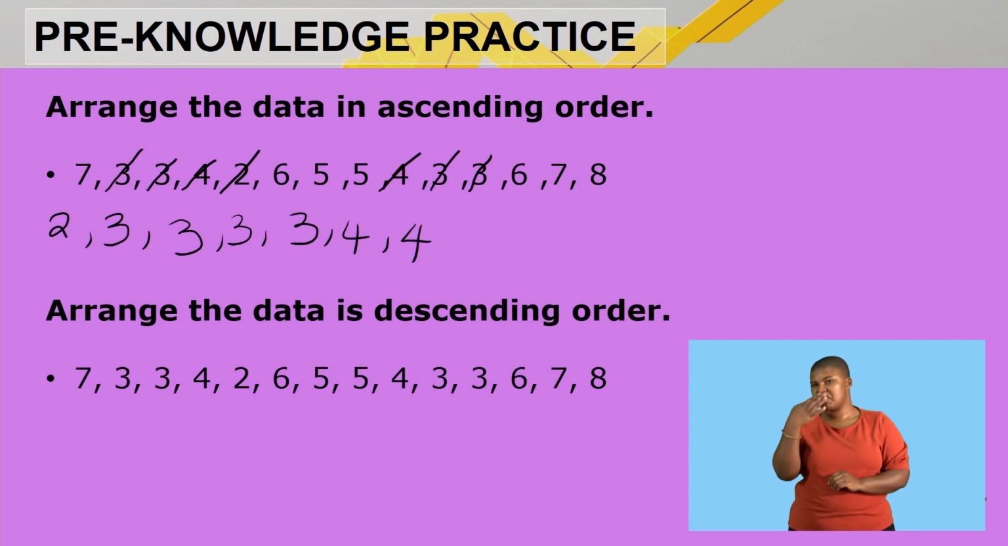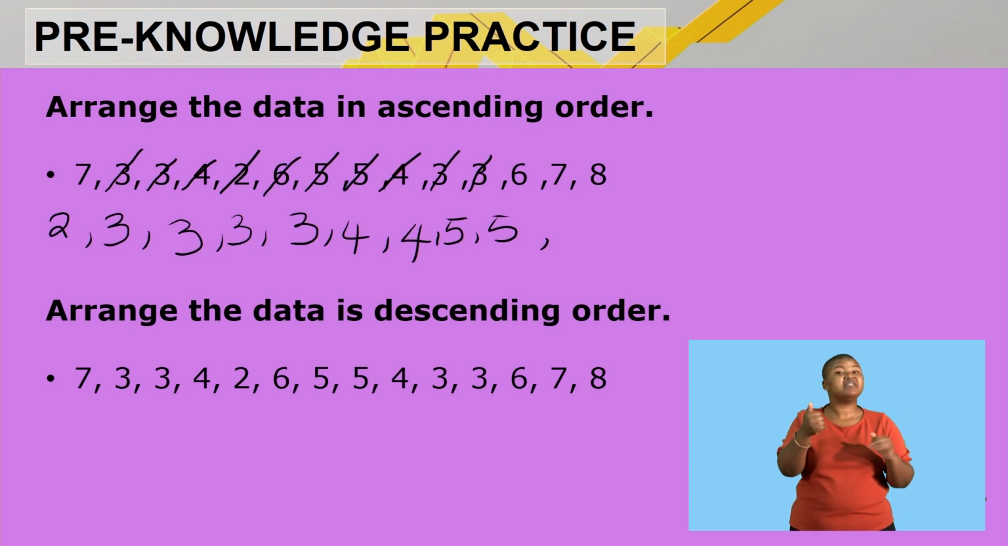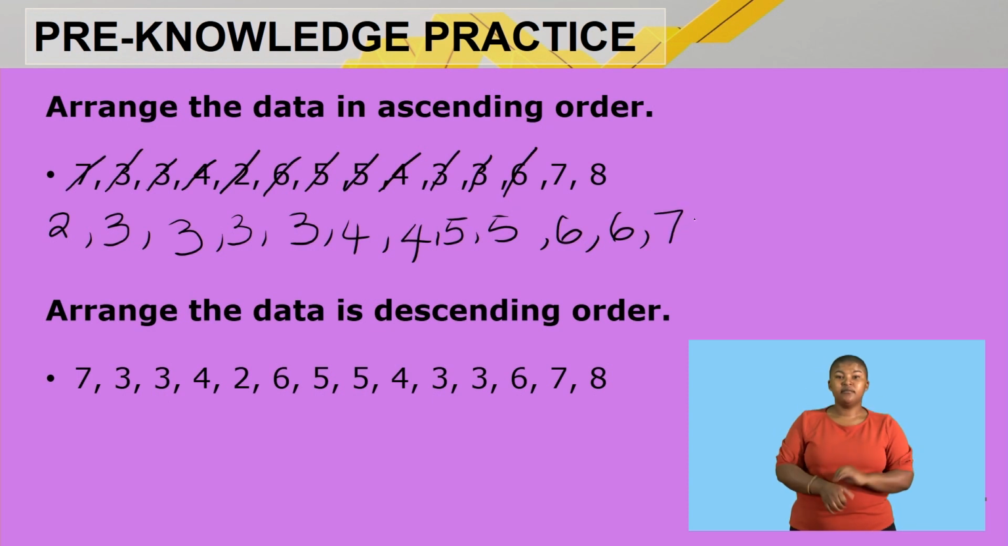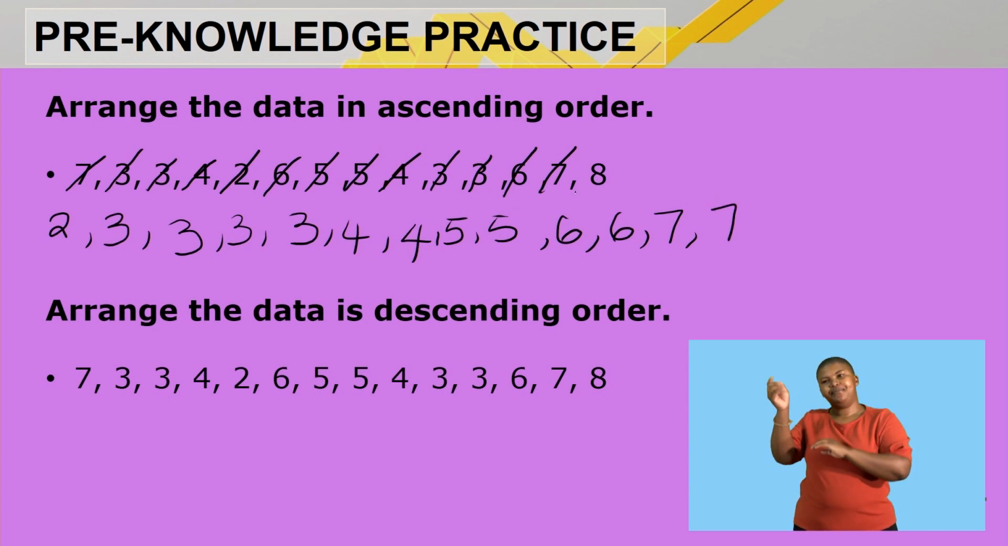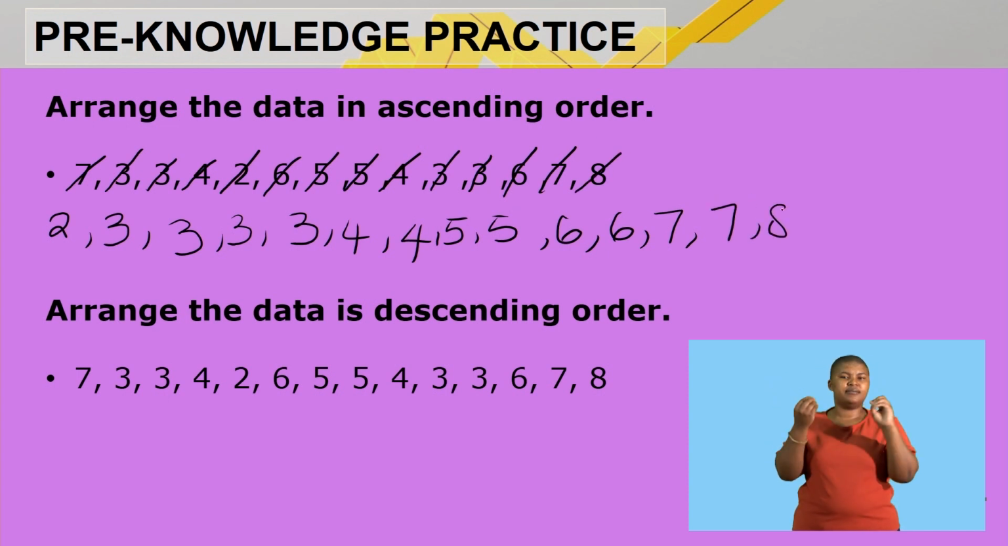We move on to the next value, which is 5. It's 5, and 5 again. There's no other 5. Then you move to the next value. You have a 6. You record it, you cancel it out. Another 6. Then the next value is 7. You cancel it out, you record it down. Another 7. And then lastly, it's an 8. So you record your 8.